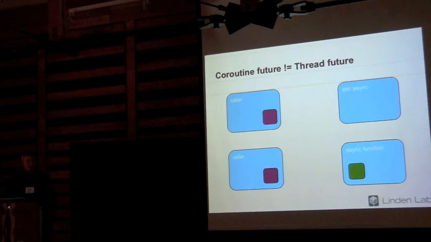I guess the reason he used the term future is that in both cases, the act of attempting to retrieve the value is what can block. The difference is in who instantiates the future object.